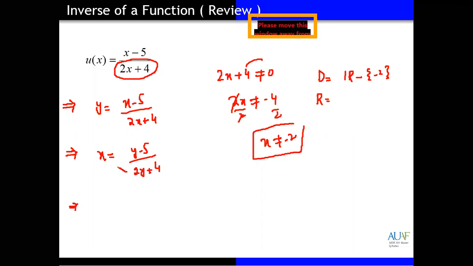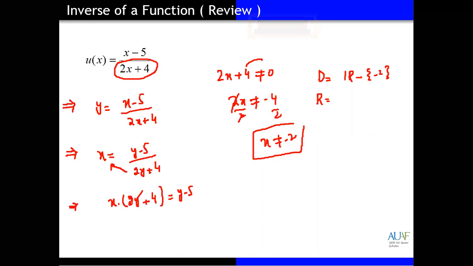First of all, multiply x with 2y plus 4, and 2y plus 4 multiplied with y minus 5. When you multiply x with 2y plus 4, this one equals 2xy plus x multiplied with 4, which is 4x, equal to y minus 5.